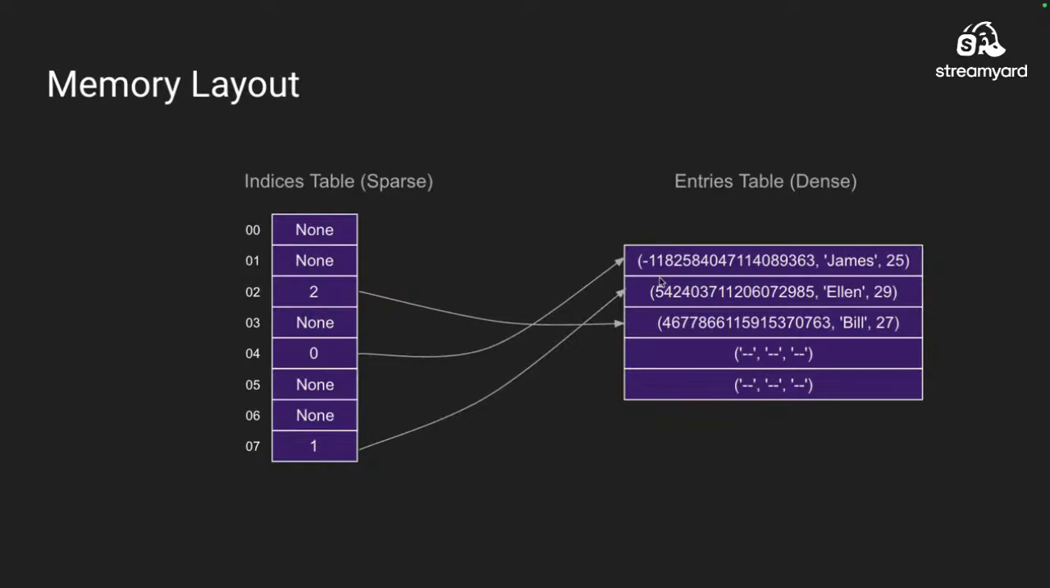Another thing is, I mentioned that the insertion order is preserved in Python's dictionary. This is what allows it to happen, because this is the order in which we added the entries: James, Alan, and Bill. The dense table has it in that way itself, so we can just iterate over this dense table to get the insertion order. Another thing is that in Python, initially the indices table size will be 8, and as soon as the load factor reaches 2/3, the size will be doubled: 8 into 2, then 16 into 2. That's how it goes.